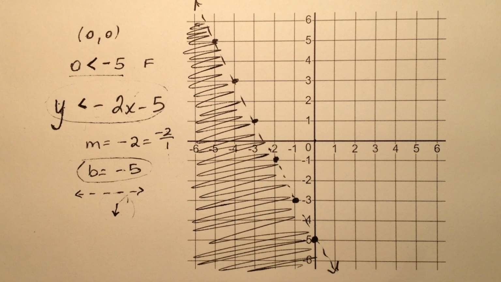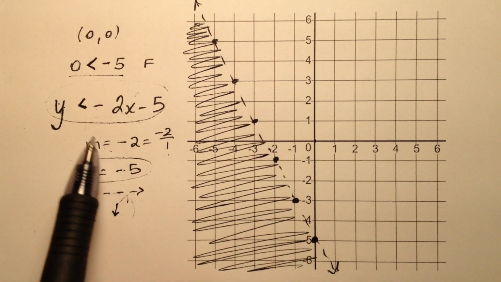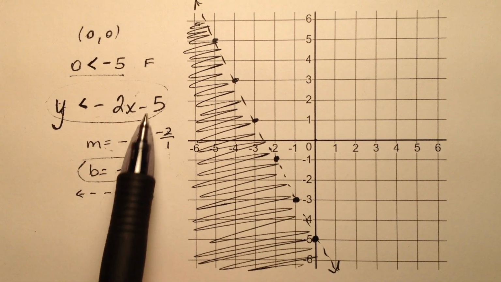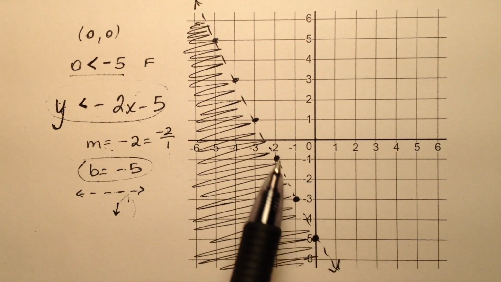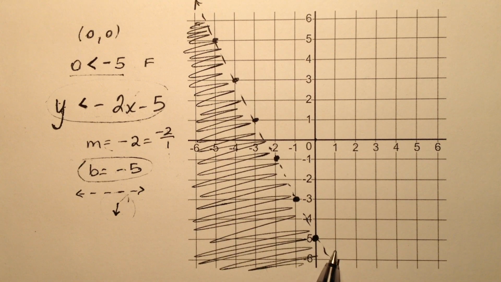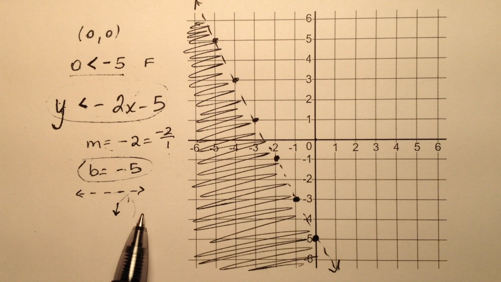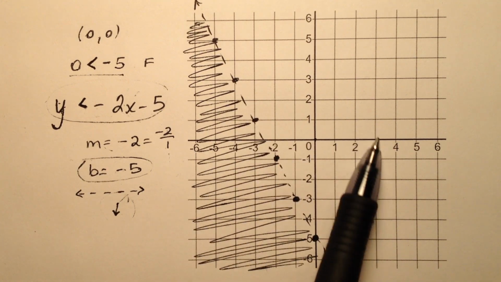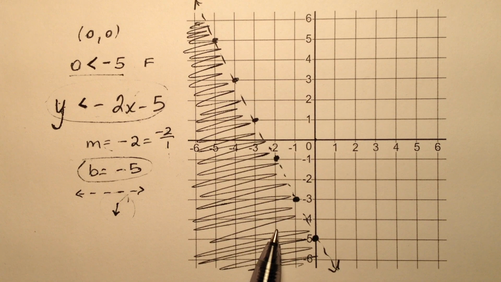Okay, so the four pieces of information we needed in order to graph this linear inequality effectively: the slope and the y-intercept of the line, whether or not the line is solid or dashed, which means the boundary is included or not included, and then whether to shade above or below the line. So here is the graph of the linear inequality. Y is less than negative 2x minus 5.